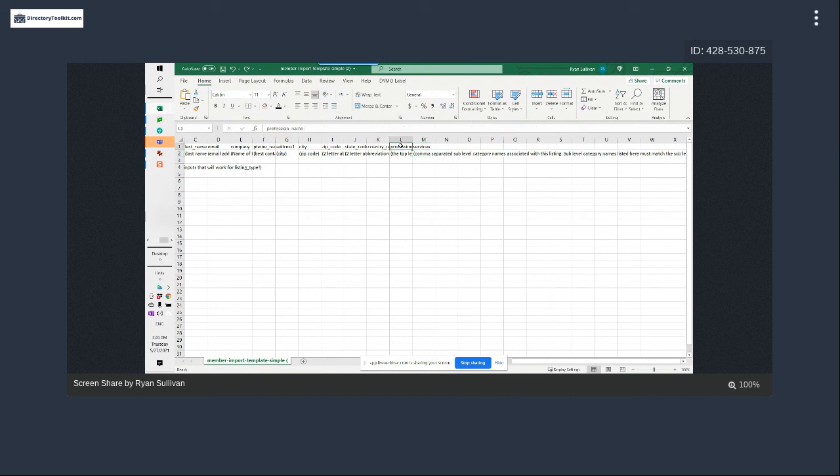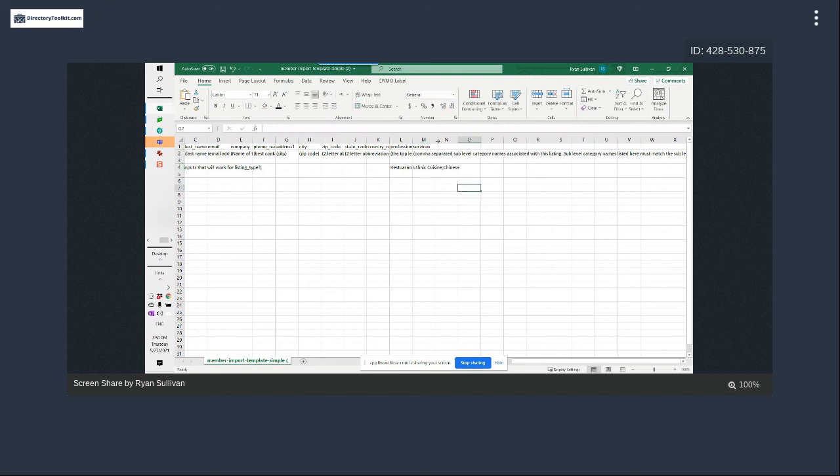The profession underscore name is the top-level category. The services, and this is a little confusing, is both the sub-level and the sub-sub-level categories. So, for instance, for your example, let's say you wanted restaurants, right? That would be your top level category. Let's say this is ethnic cuisine, right? And then you wanted it in the sub level category of Chinese.